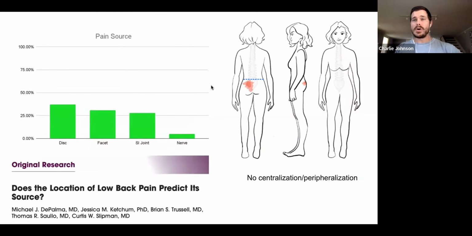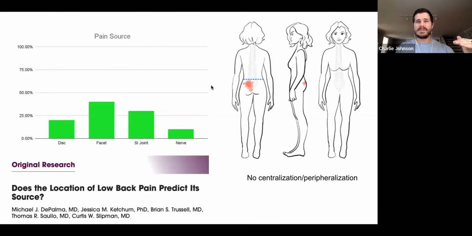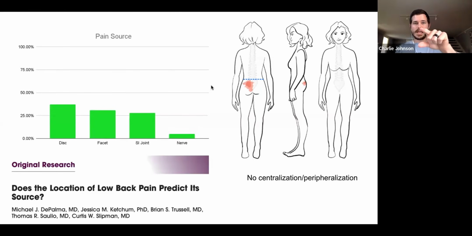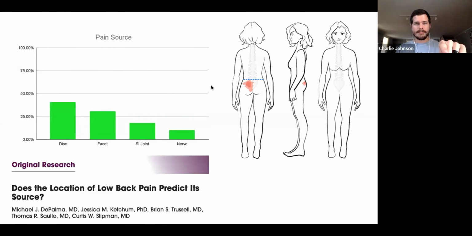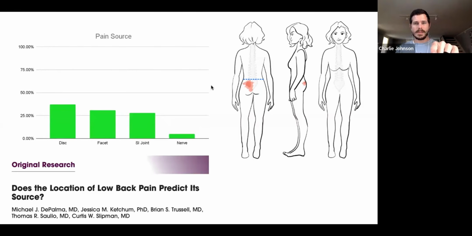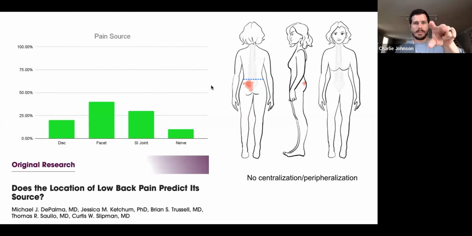Now, if I go through the clinical exam and you do not centralize or peripheralize, which essentially excludes disc, notice how it drops the disc probability by about 50%, because roughly half of people with disc problems will centralize or peripheralize. All right, so location, boom, SI joint goes up. No centralization or peripheralization, bam, disc goes down, the others go up in proportion.